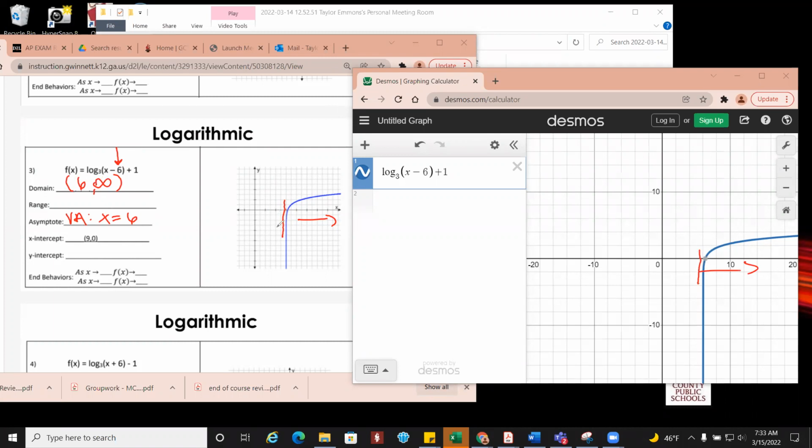For our range, we're going to go to our lowest y value. Our lowest y value is negative infinity. And what's our highest y value? Well, it continues up. So that's going to be positive infinity.